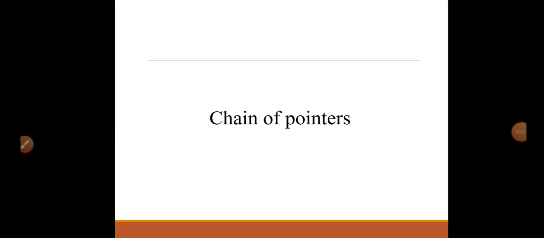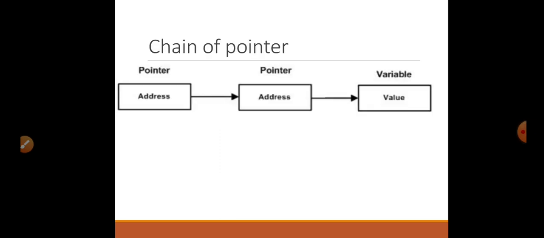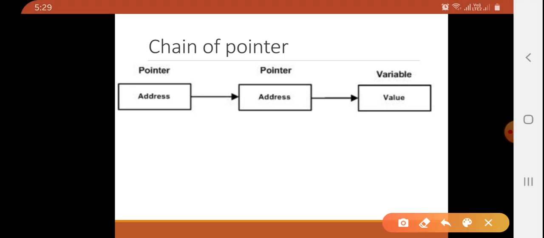Today we are going to discuss chain of pointers. It is possible to make a pointer point to another pointer using a chain of pointers. For example, we have a variable a. We have a pointer variable p1 that stores the address of a. We have another pointer, p2, that stores the address of pointer variable p1.